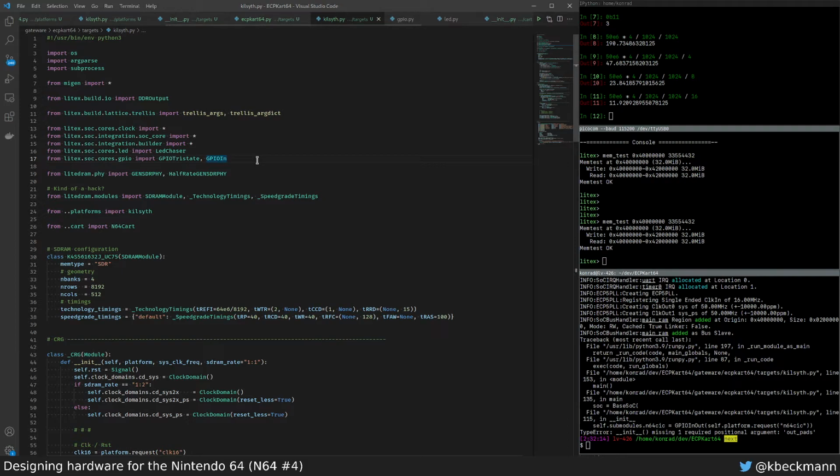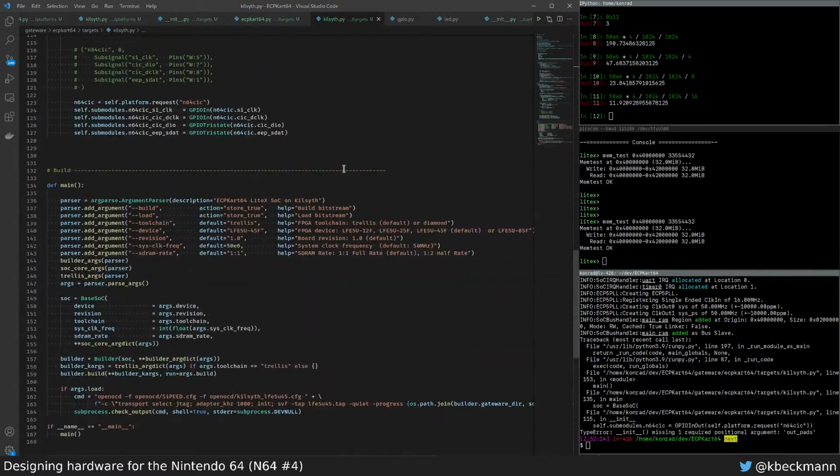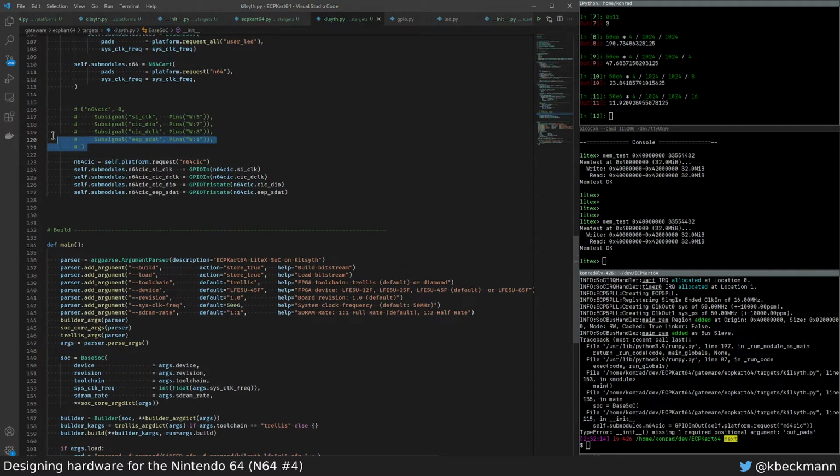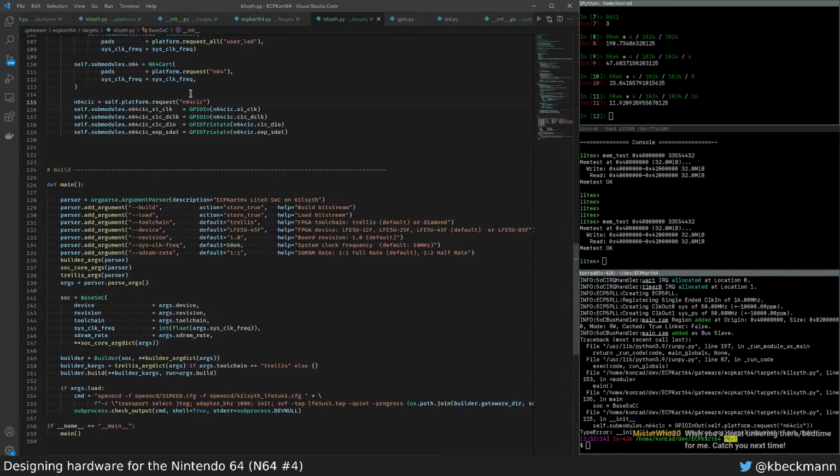So just to recap what just happened, I found out that using the GPIO tri-state class handles the whole tri-state stuff for me, so that you get the register or a CSR to enable or disable the output, and then you have both an input and output GPIO. So that's perfect. So now we can build this and see if it builds.